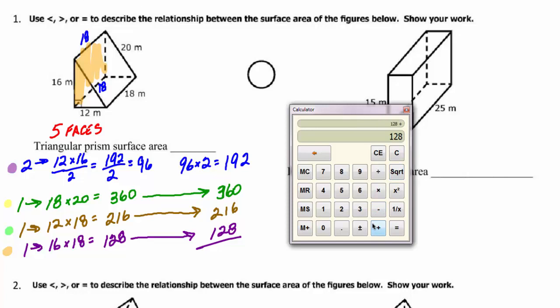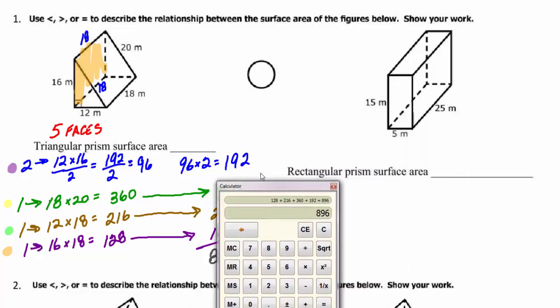And now I'm going to add all of these together. So I have the 128 plus 216 plus 360 plus my two triangular ends altogether, 192, and I get 896 meters squared. It's an area problem, so surface area is always meters squared.